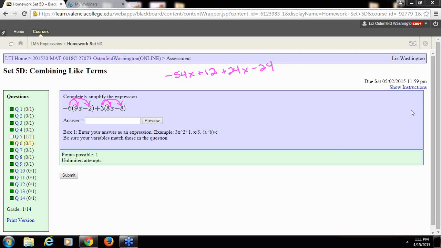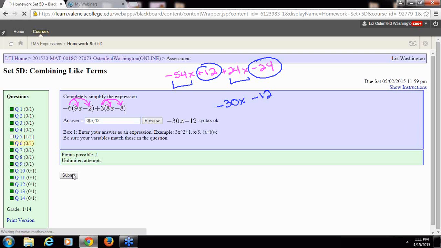And again, at this time, you look for like terms. I can see that -54X and +24X combine to give me -30X. Then I take +12 and -24, and I'm left with -12. So I'm going to type that one in: -30X - 12. I'll preview it, and that looks good.